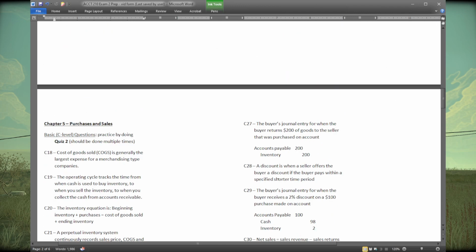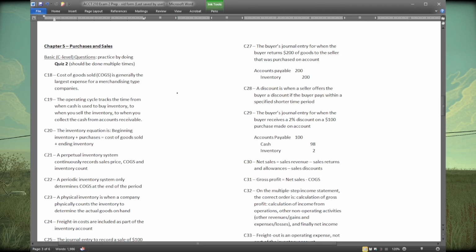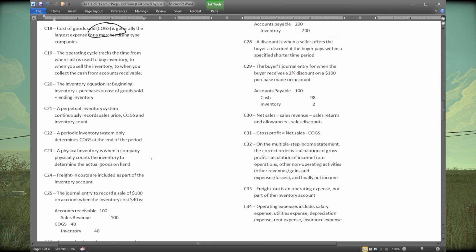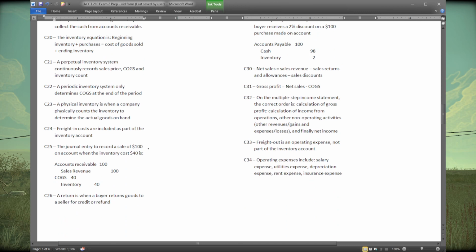Okay, let's take a look at Chapter 5. And this whole document is the same document that's loaded up on D2L. All I've done was add a little bit of extra space here so that I can write some stuff out. But this should look exactly like your document except without the extra space. Okay, so this is inventory purchases and inventory sales. And remember, we were focused on cost of goods sold in this one. And there's a bunch of different knowledge questions here. Let's take a look at a couple of the calculation questions.